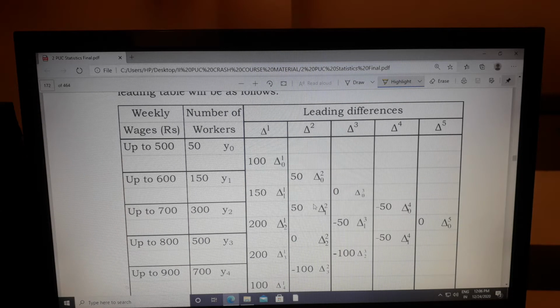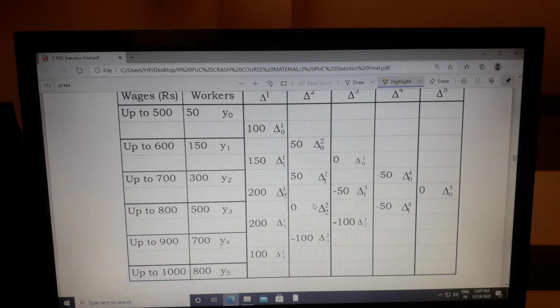Now leading differences. Leading differences means you know y1 minus y0, y2 minus y1, y3 minus y2, y4 minus y3 and y5 minus y4. This way the leading difference has to be calculated first. Clear guys? Now delta y, 150 minus 50, 100, 300 minus 150, 150, 500 minus 300, 200, 700 minus 500, 200, 800 minus 700, 100. That is the first leading difference, delta y.